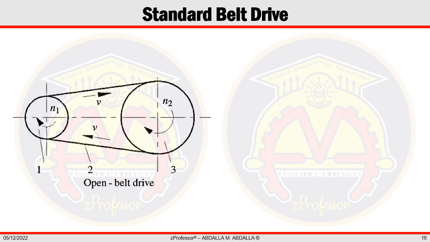A driving pulley 1, a continuous belt 2, and a driven pulley 3 make up a standard belt drive. A flexible band that wraps around two wheels and transfers power and motion from one to the other is called a belt. Pulleys are wheels with a flat profile, whereas sheaves are wheels with grooves.